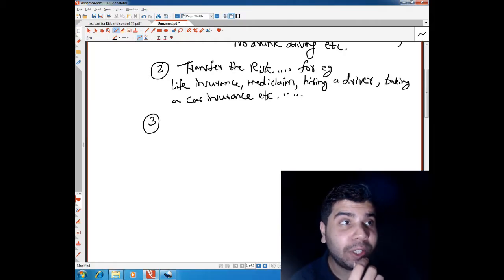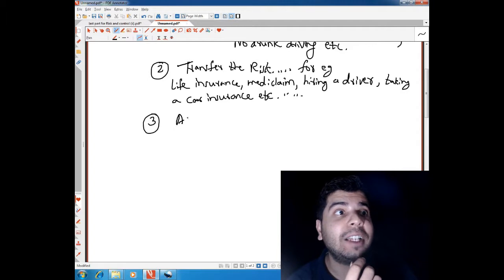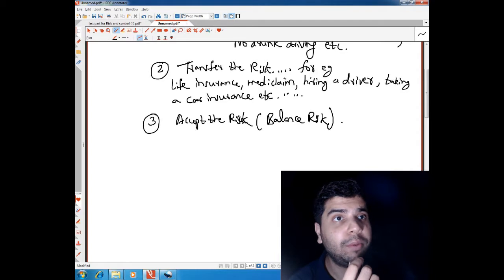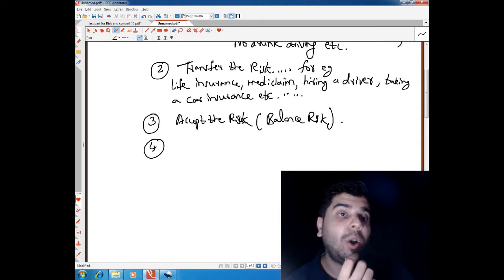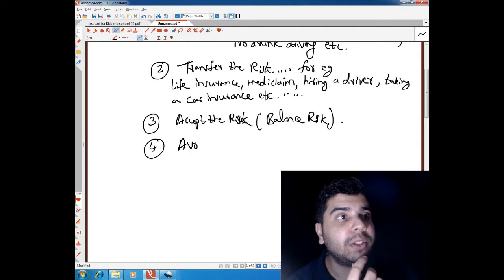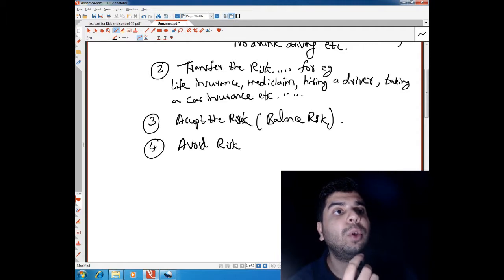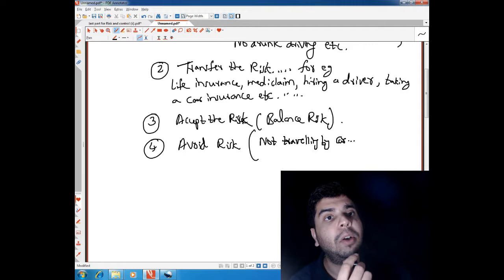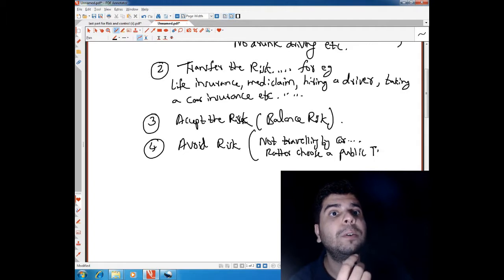And what about the balance risk? For the balance risk, you will accept those risks. You will accept the risk, the balance risk. There is one thing also which you can do, you can avoid the risk. How can you avoid the risk? You can avoid the risk by not traveling by car itself. Rather, choose a public transport like buses, trains.